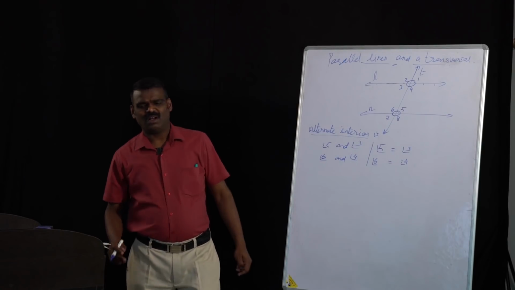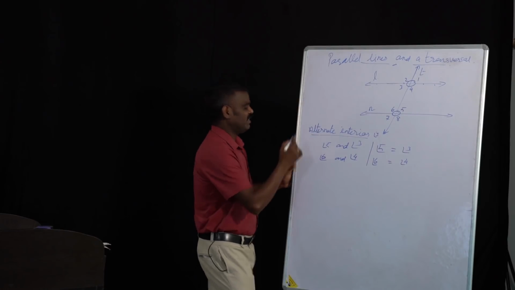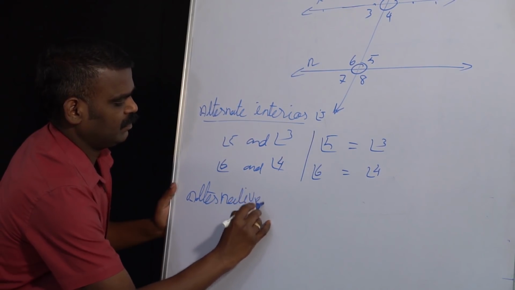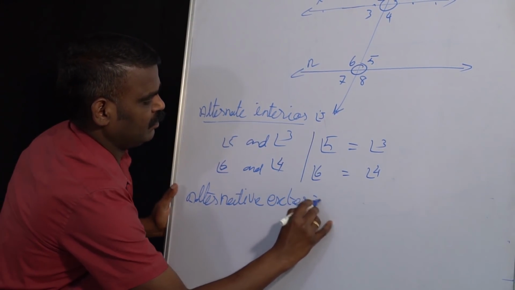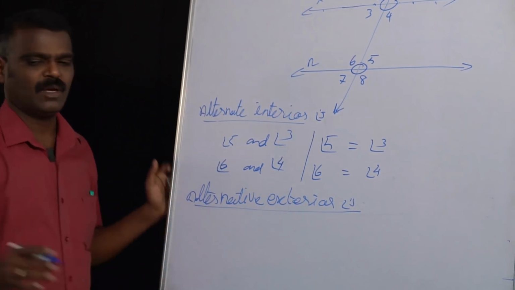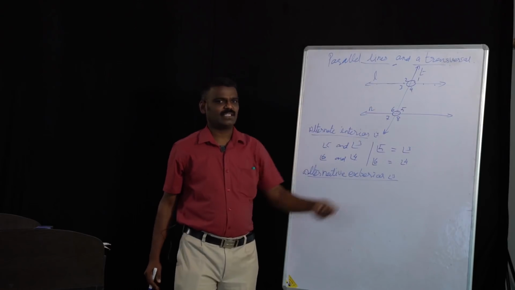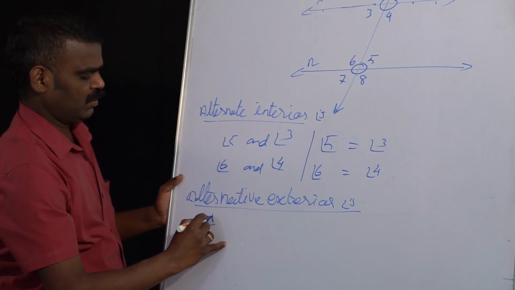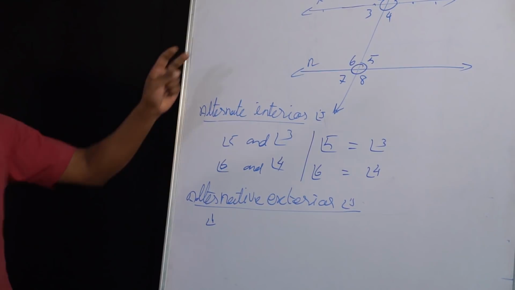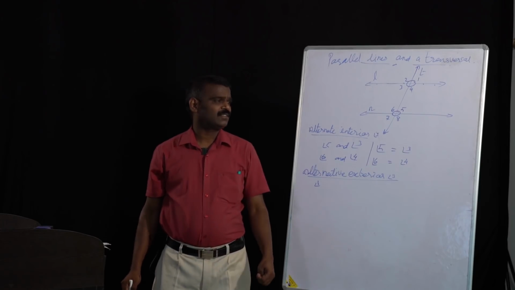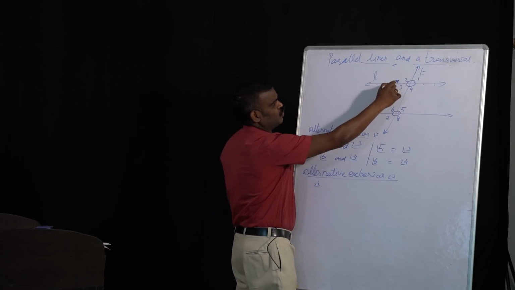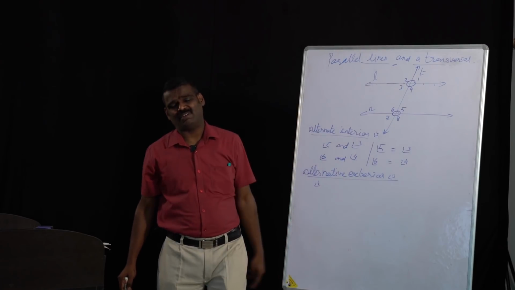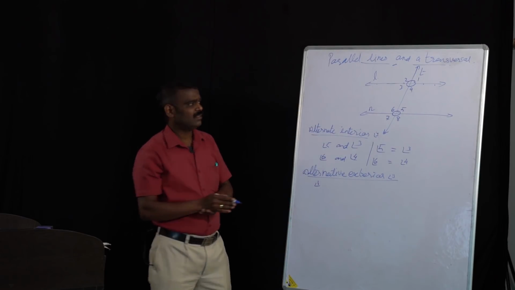Okay. Next, it will go automatically to alternative exterior angles. Now it is very easy, because you have learned interior angles, so exterior angles will be easy. What is an exterior angle? Angle 1. What are the other exterior angles? 2 is here, 7 is here, 8 is here. But angle 1 and angle 2 cannot be alternative because they are adjacent. Am I right? Yes or no?